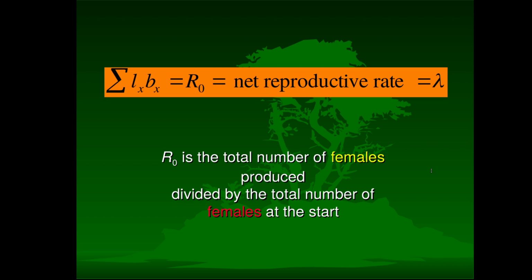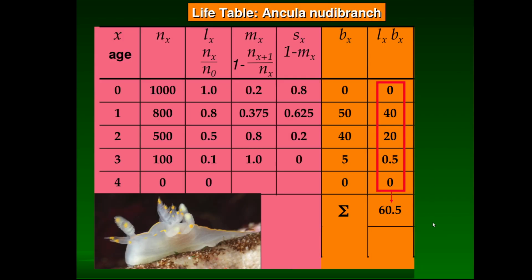It would be 50 plus 40 plus 5, which is equal to 95. That would be the gross reproduction rate. Each female would produce 95 offspring rather than 60.5. Okay, so 95 is the gross reproductive rate, or the total fertility of females in the population. It's the maximum reproductive rate possible per female, which she would achieve if her survivorship was 100% across the board during her reproductive period.